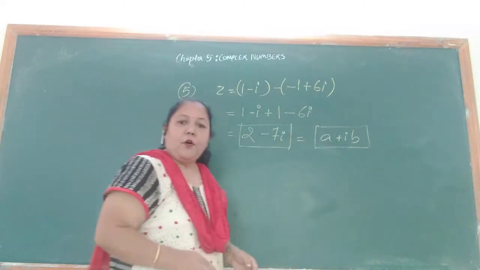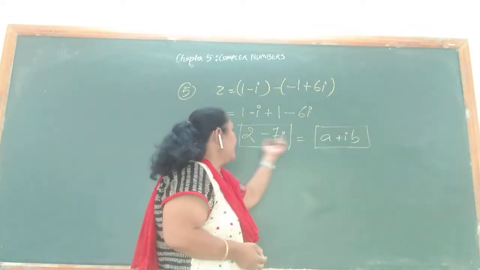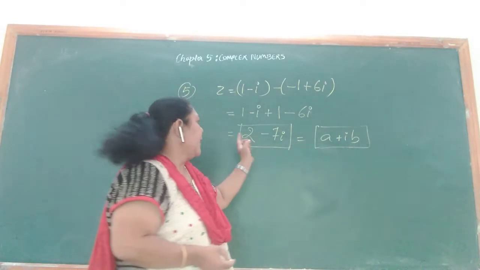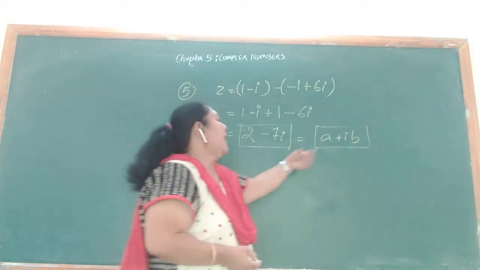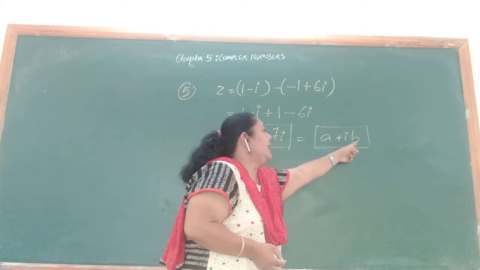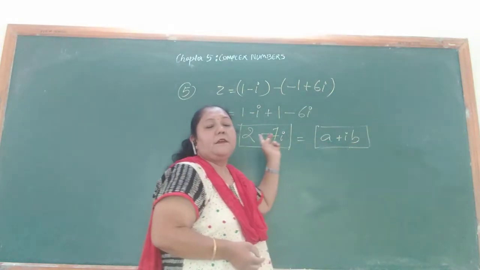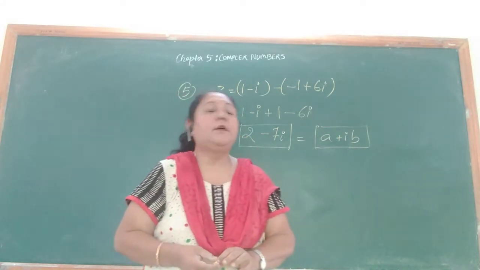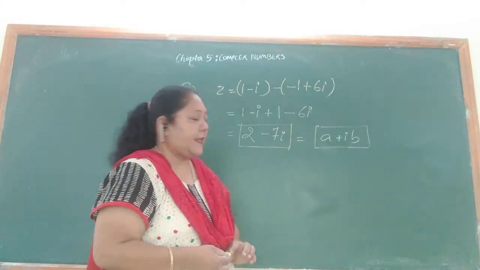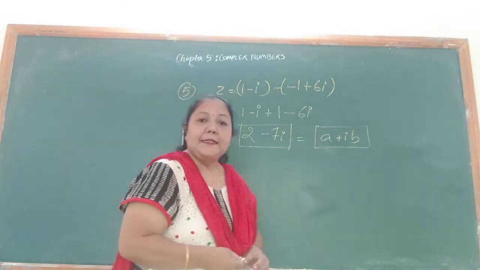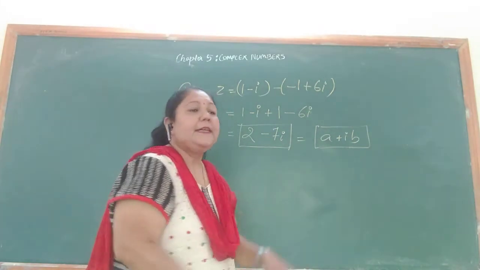A plus ib form. If anybody tells you to compare and tell what is the real part, whatever value you got for a, compare, a is equal to 2. So your real part is 2. And the number with I is b. With I, the number is minus 7. So b is equal to minus 7. So I have my imaginary part as minus 7 and real part as 2. Okay, so I wrote it in the a plus ib form. Now let's go to the next question.